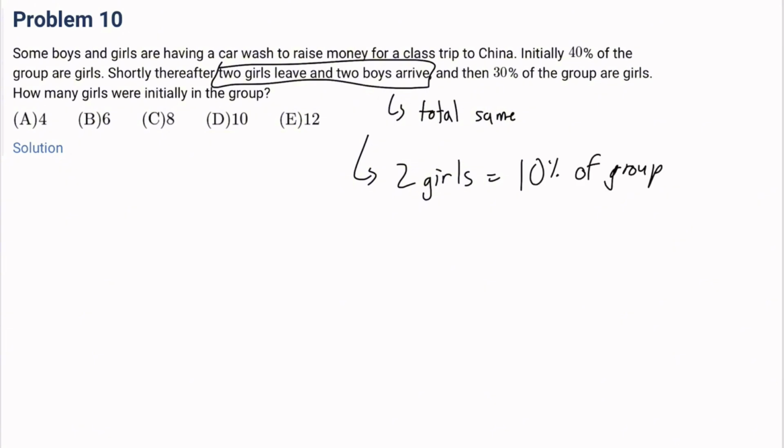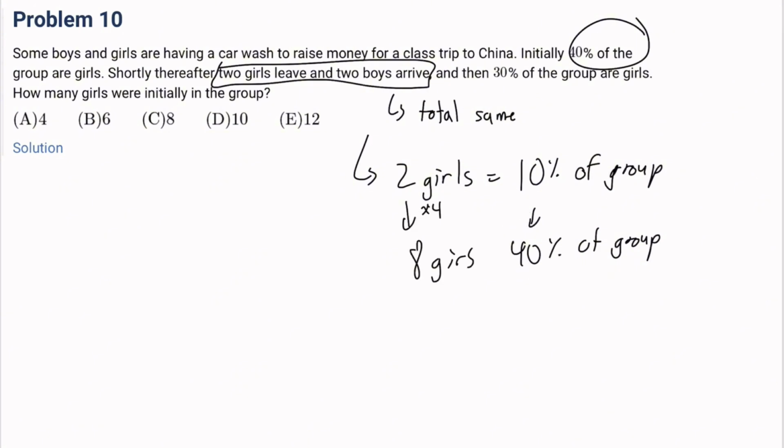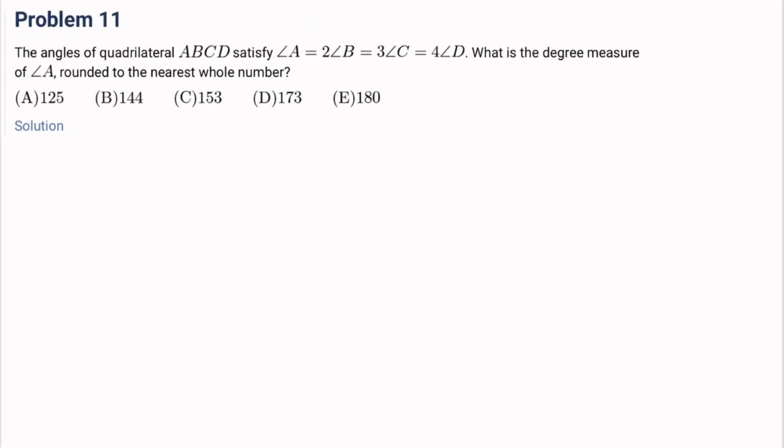And so we want the number of girls that were in the group at first. So that's 40% of the group who are girls. So that means 40% of the group is 2 times 4, which is 8 girls, right? That means there were 8 girls at the start. So the answer is 8. It's C.